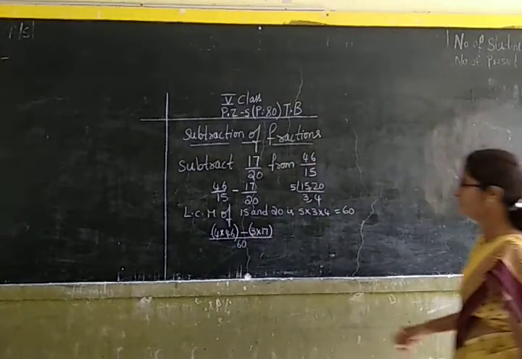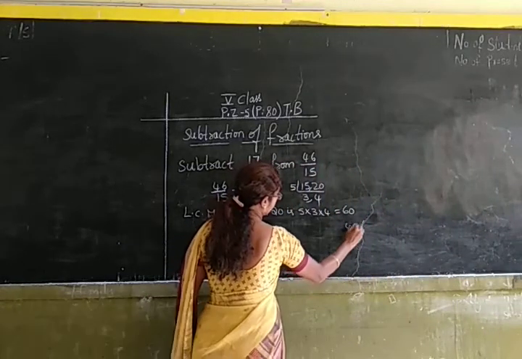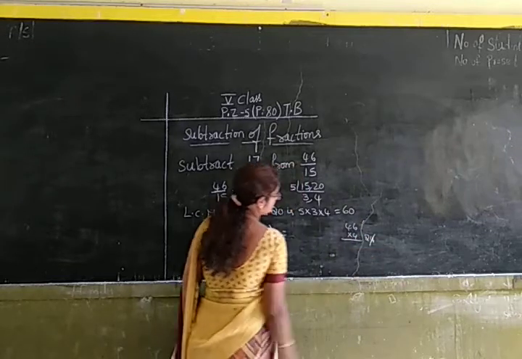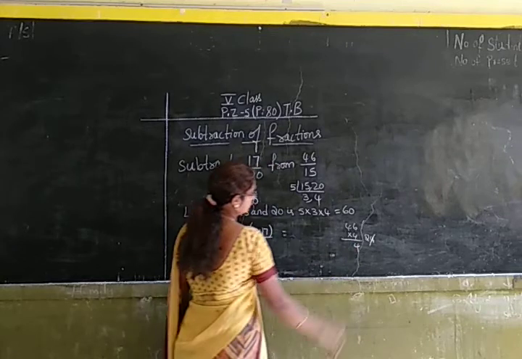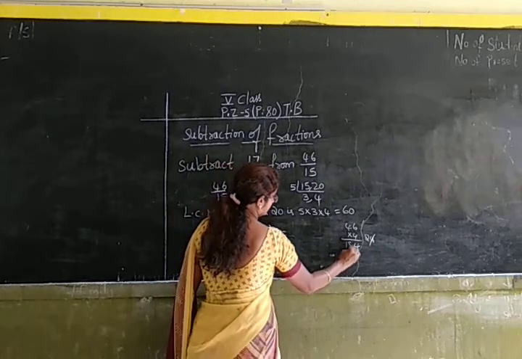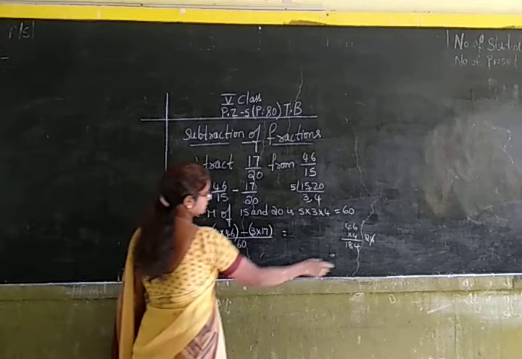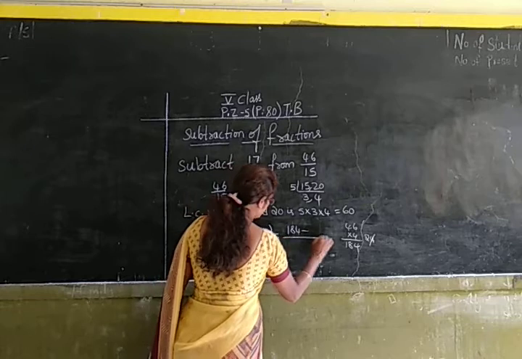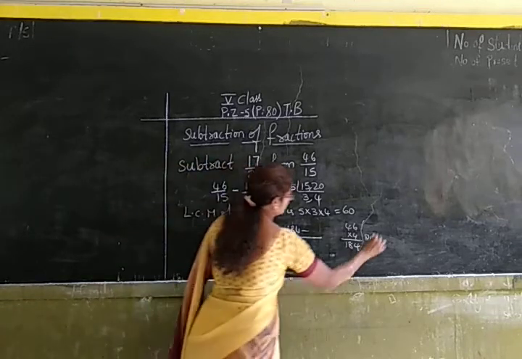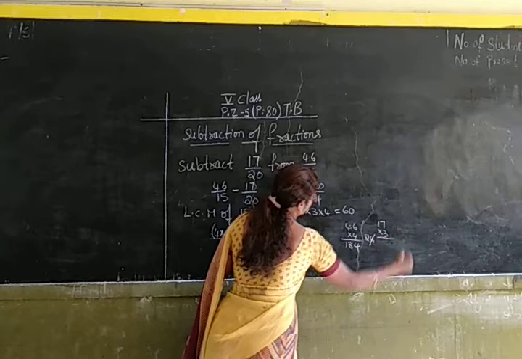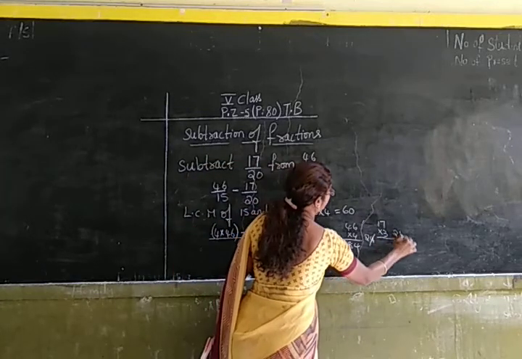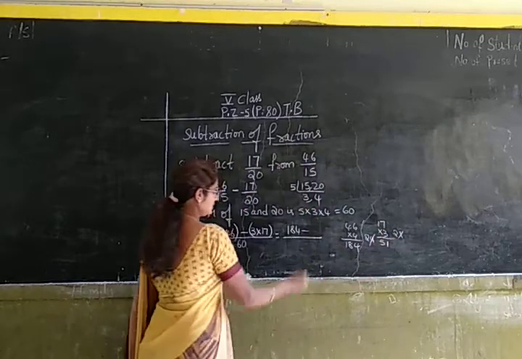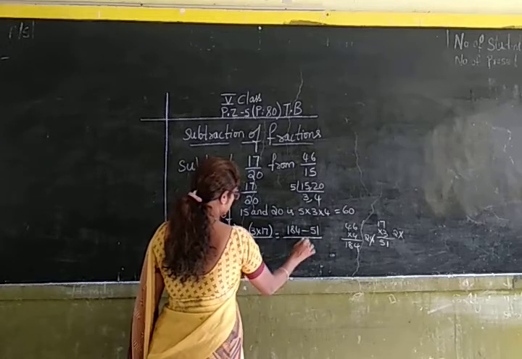Now let us multiply 46 with 4. 4 sixes are 24. 4 fours are 16, plus 2 is 18. It is 184. Now let us multiply 17 with 3. 3 sevens are 21. 3 ones are 3, plus 2, 5. So it is 51 by 60.